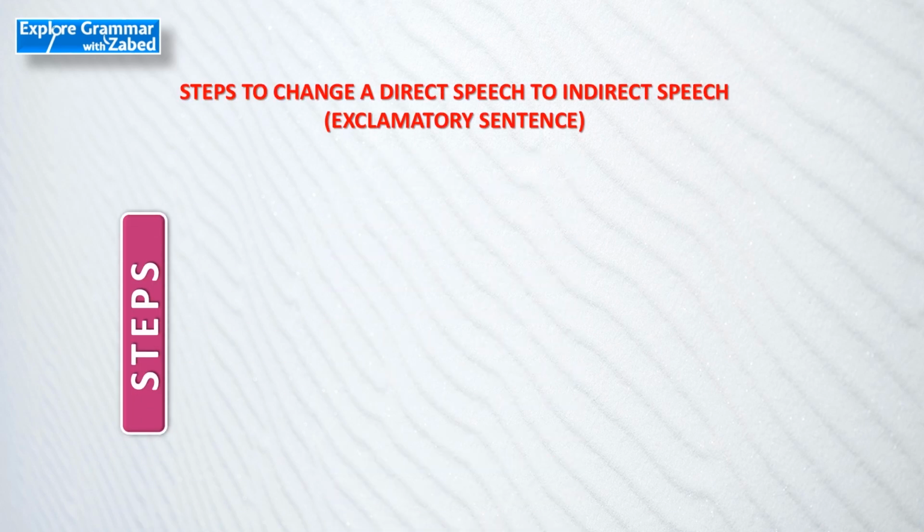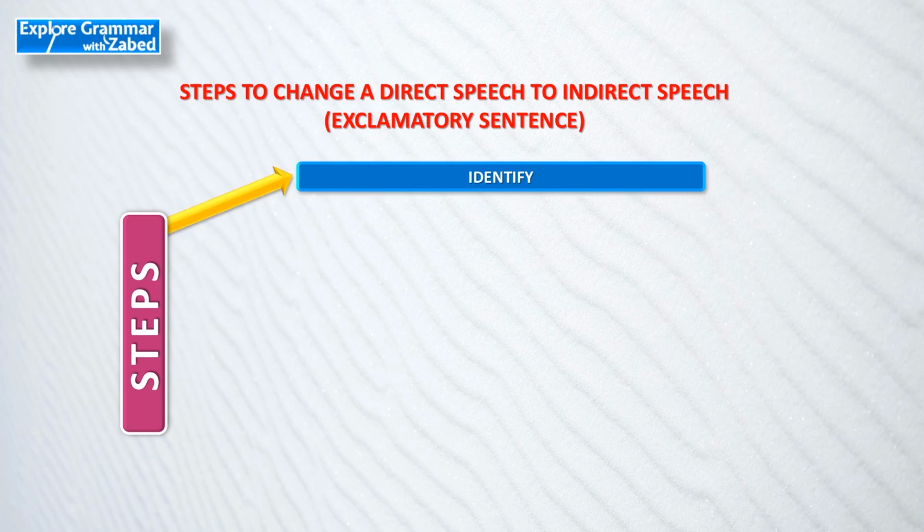Now, I'm going to discuss the various steps to convert an exclamatory sentence from direct speech to indirect speech. Step number 1 is to identify. In the identification process, you need to identify the subject, object, reporting verb, pronoun, tense, exclamatory words, and time denoting words in the reported speech.